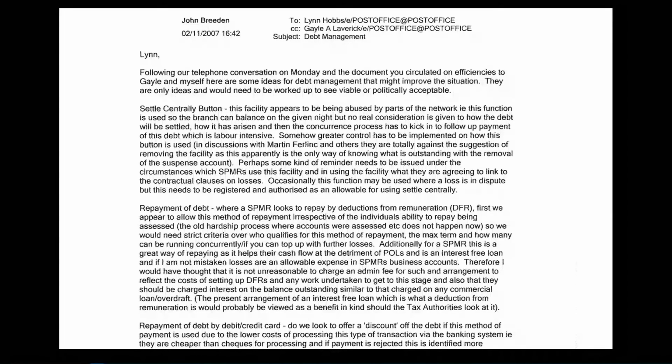This is a document that was in your bundle. It's an email to Lynn Hobbs. Do you remember who Lynn Hobbs was at all? Yes, I remember Lynn. And what was her role? Well, I know she was a senior manager within the network directorate. Can't remember her precise role title. And how about John Breeden? He worked for her in her directorate. Can I ask you to look at the second paragraph and perhaps read that to yourself? And I'd just like you to talk us through the views that are expressed there from yourself.